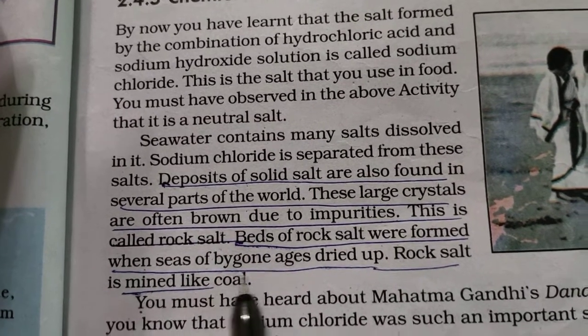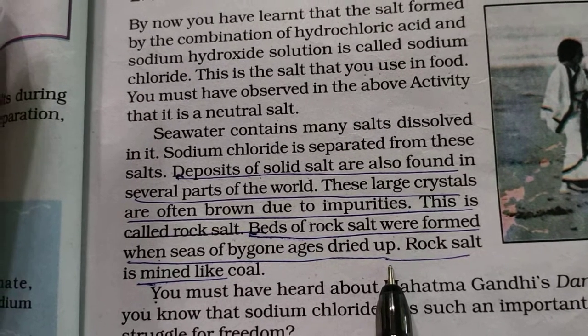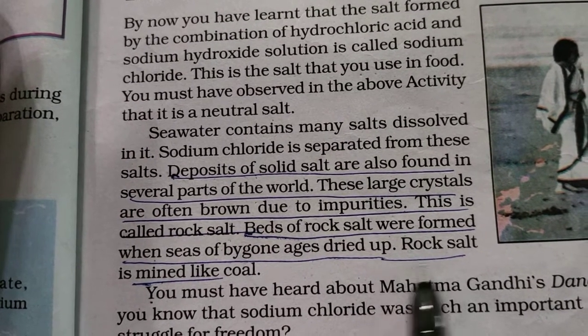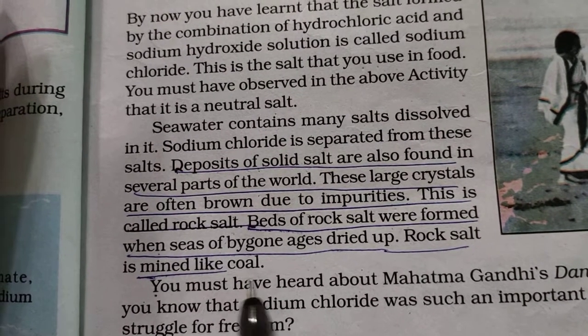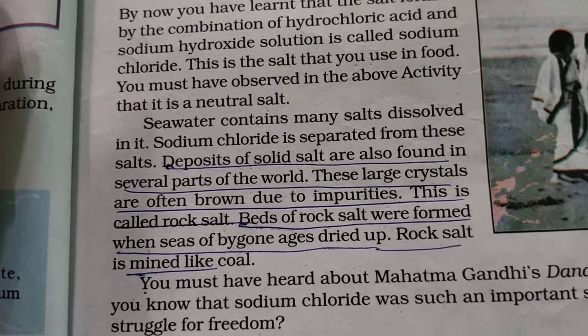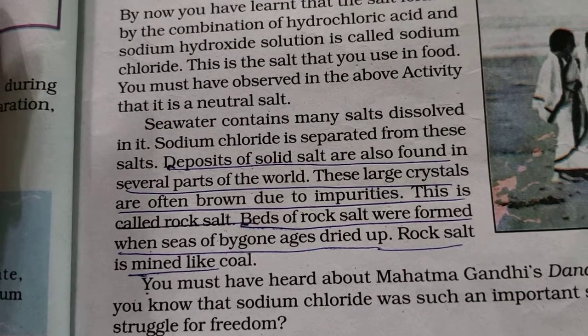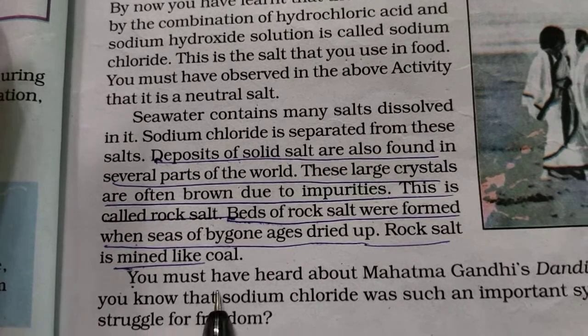Beds of rock salt were found, formed when seas dried up. Rock salt is mined like coal, dug out the same way coal is. So this is rock salt, from which we get our sodium chloride that we use for our cooking purpose.